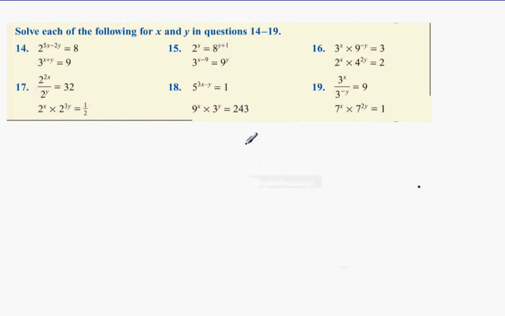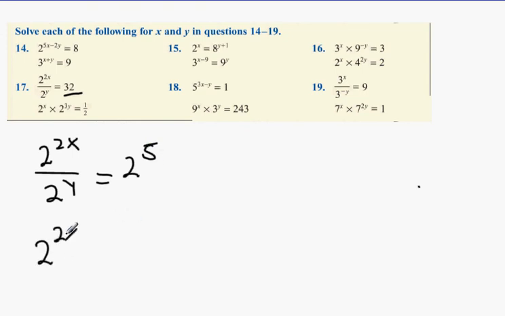Now, number 17 is the following. 2 to the power of 2x divided by 2 to the power of y equals 32, which changes into 2 to the power of 5. Now that's done. It's going to be 2 to the power of 2x minus y equals 2 to the power of 5, because when you divide, you take away the bottom one. Then we're going to have 2x minus y equals 5.